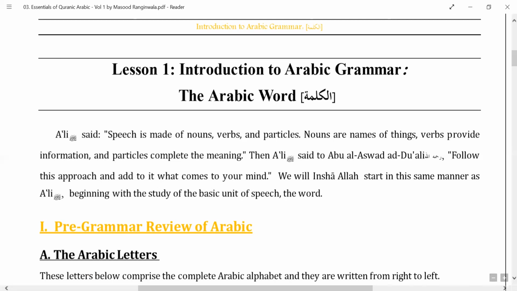So if you want to understand speech, what is your target? You should understand each of these in detail. You should know everything about nouns, everything about verbs, and everything about particles.